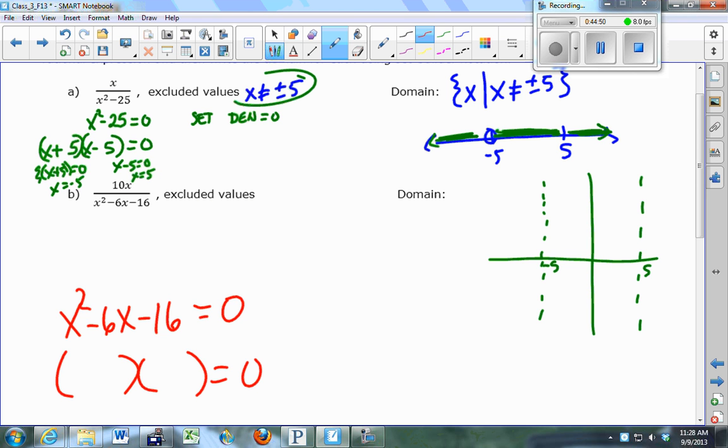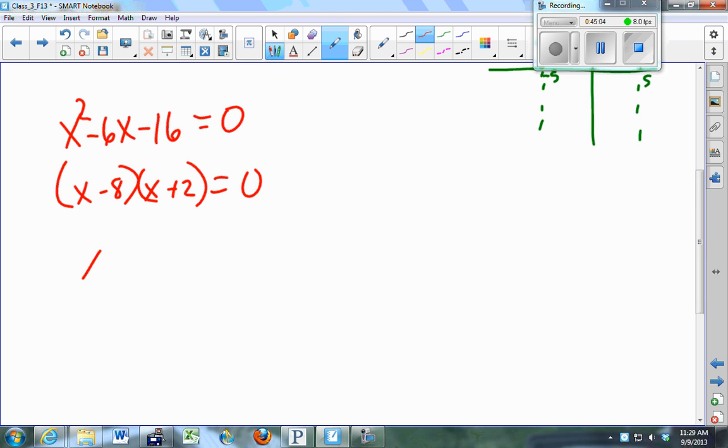Okay, and what would that be? Negative 8 and positive 2, that gives you your negative 16 when you multiply them, right? And x and x. So now to get our excluded values, we set each of those factors equal to 0 to see what can't be in the domain. 8 would make that 0. The number 8 would make that 0, which therefore would make the denominator 0.